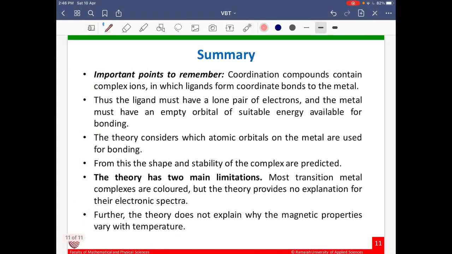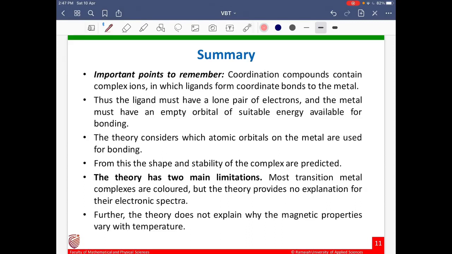Now, some important things to remember in valence bond theory. A coordination compound contains complex ions in which ligands form coordinate bonds to the metal. Thus, the ligand must have a lone pair of electrons and the metal must have an empty orbital of suitable energy available for bonding. The theory considers which atomic orbitals on the metal are used for bonding. From this, the shape and stability of the complexes are predicted.